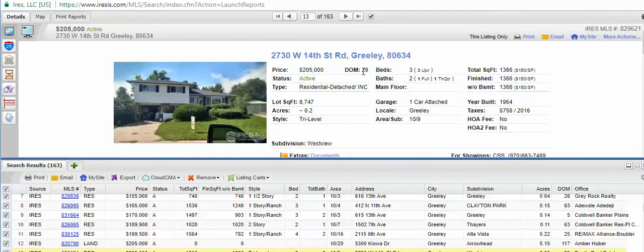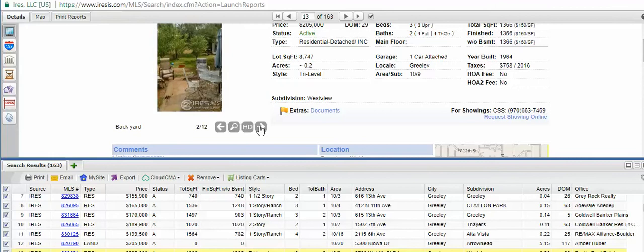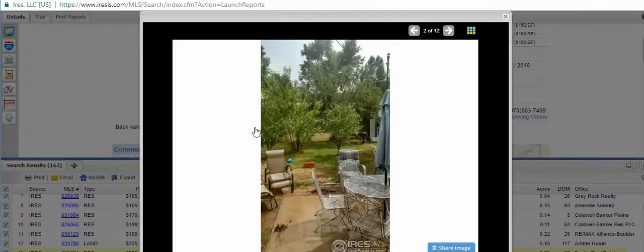It's been on the market 29 days. That's what this says here. 3-bedroom, 2 bathrooms, total square footage, 1,366 square feet. Built in 1964, 1-car garage, 0.2 acres, and it's a tri-level. So, maybe we can go through the pictures real fast if you want. Actually, I can make them a little bigger for you. Here we go.